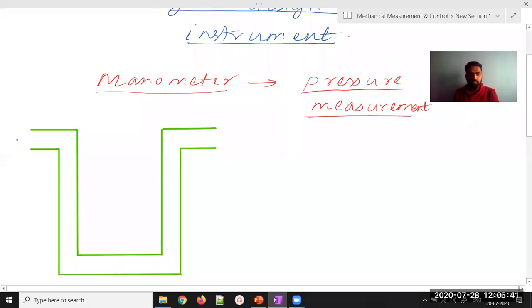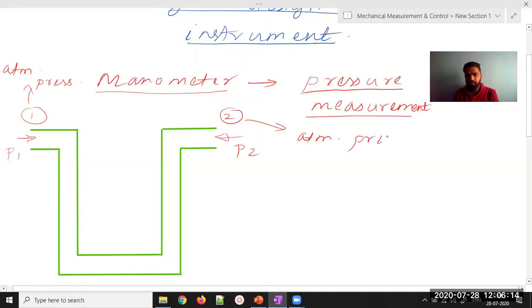Okay. Now we can see there are two outlets. Suppose this is the first position and this is the second position. Let the pressure coming from this side into the manometer be P1 and the pressure coming from this side be P2. Now suppose the section 1 is exposed to atmospheric pressure. And even the section 2 is exposed to atmospheric pressure.